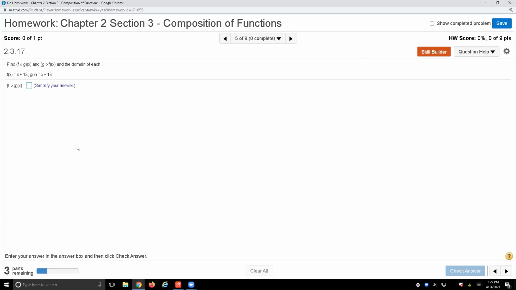The next one, number 5. 2.3.5 says, find f of g, f o g, of x, and g o f, and the domain of each of this. f of x is x plus 13. g of x is x minus 13. And then the domain.